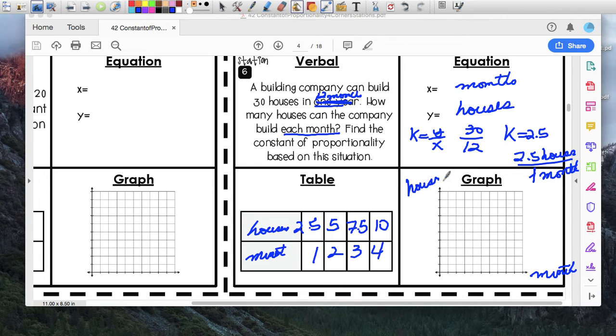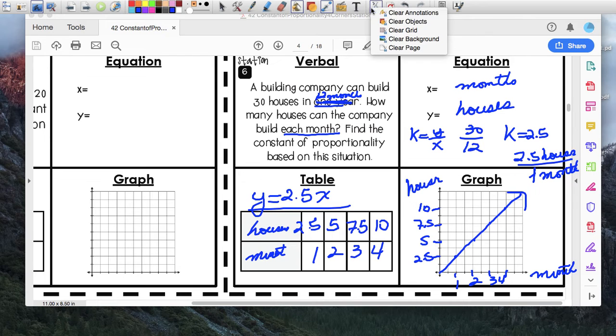Months on the bottom, houses on top, and nothing here changes. Okay, 1, 2, 3, 4. Here's going to be 2.5, 5, 7.5, 10. And there we go. That's all we were supposed to do. And I forgot the equation. So the equation would be y equals kx, which in this case is y equals 2.5x. And we can use that to find how many houses they built in any amount of months.